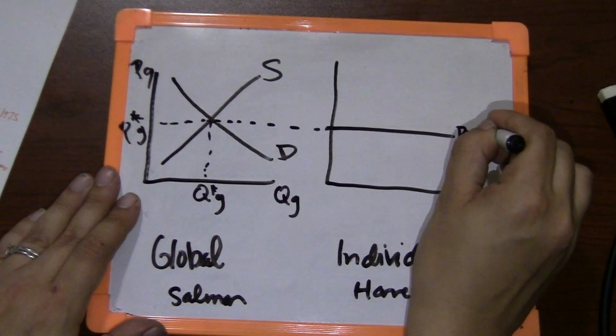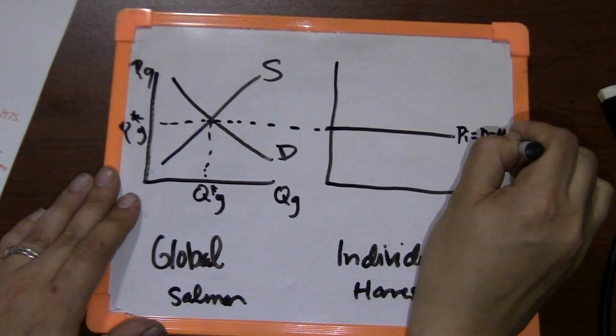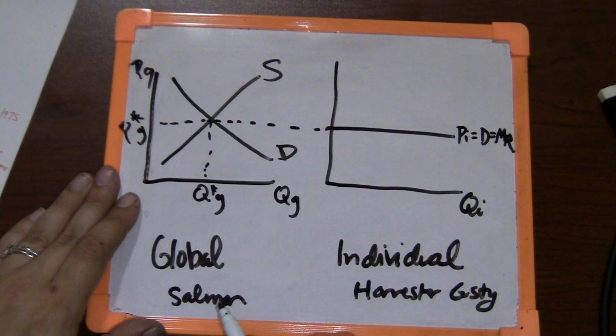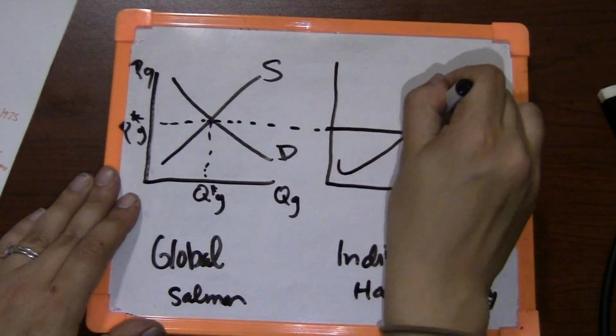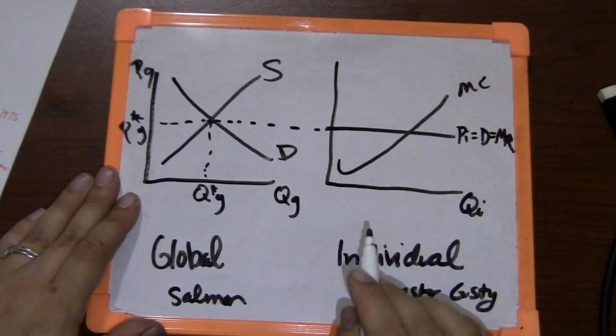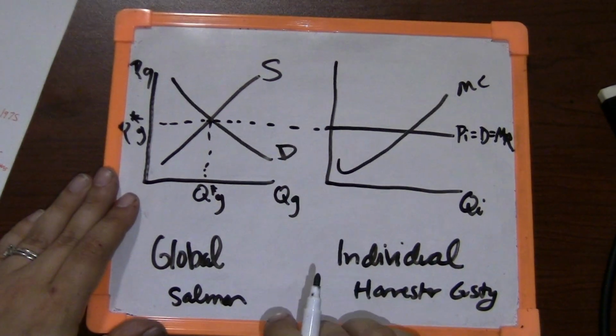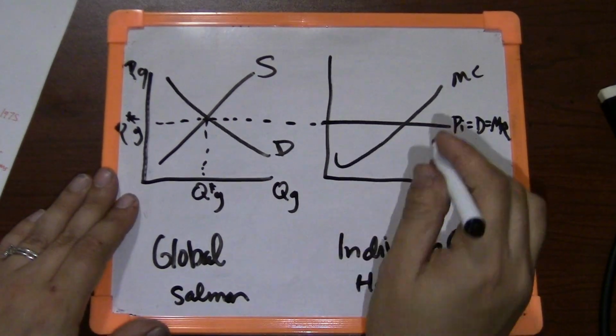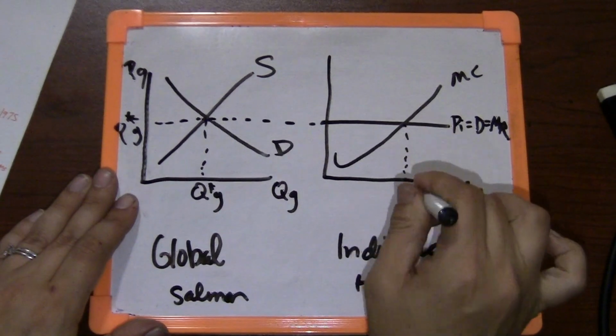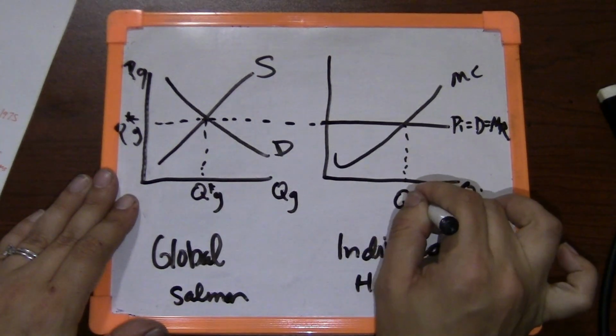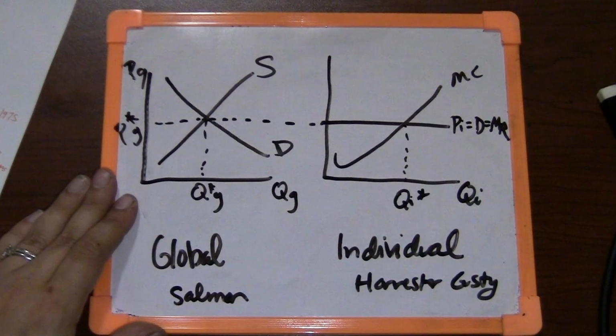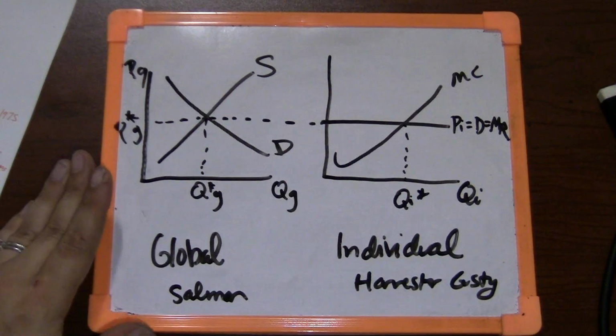It becomes the individual's price, demand, and marginal revenue. Dusty has a marginal cost curve that tells him how much each salmon costs individually to harvest. And that determines the profit maximizing or loss minimizing level of output.